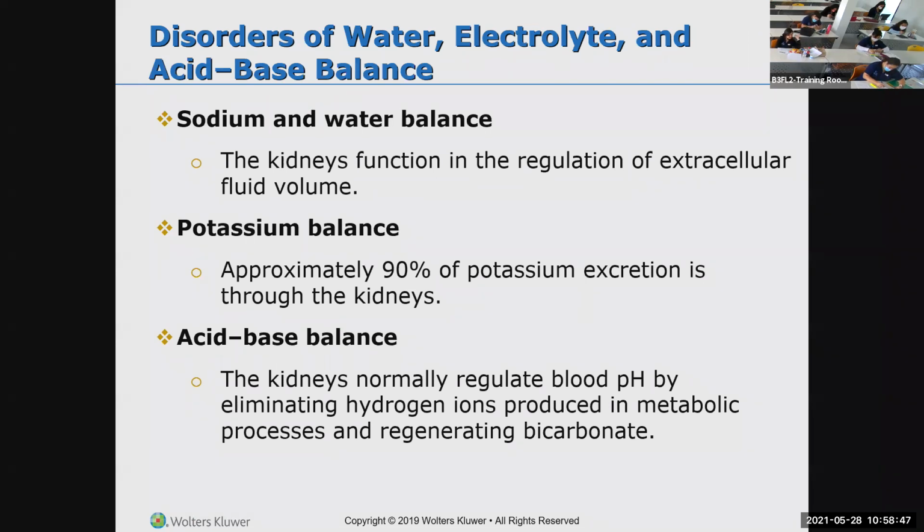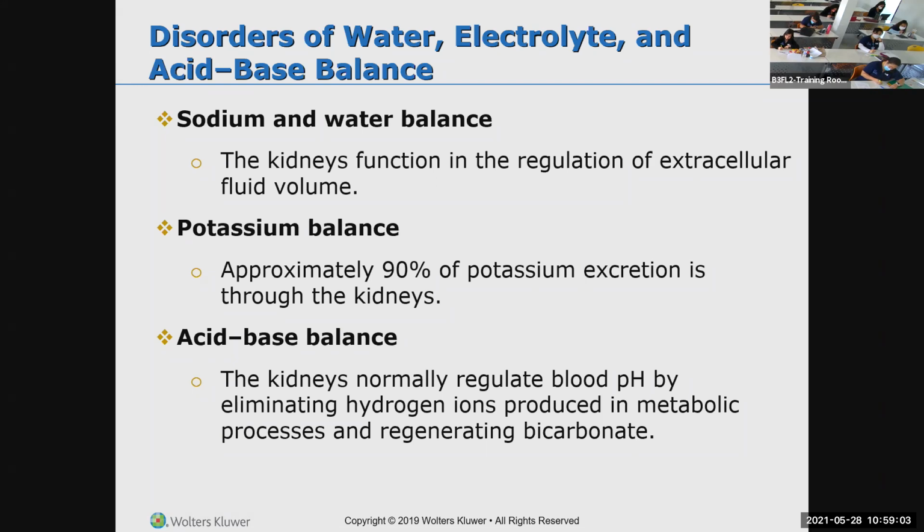Disorders of water, electrolyte, and acid balance occur because my kidney is not working. Look at that one: sodium and water balance. The kidney functions in the regulation of extracellular fluid volume. So we need to put restrictions on those things.